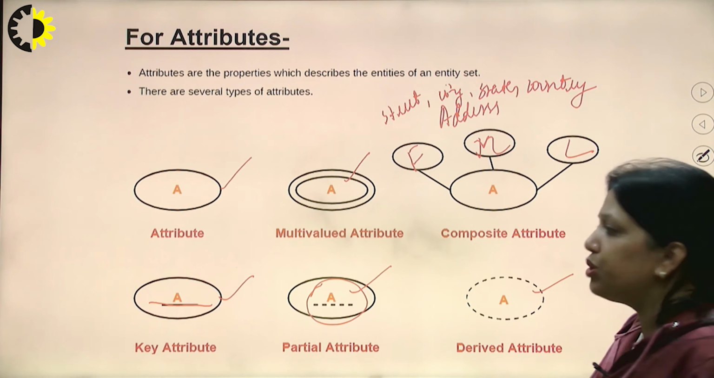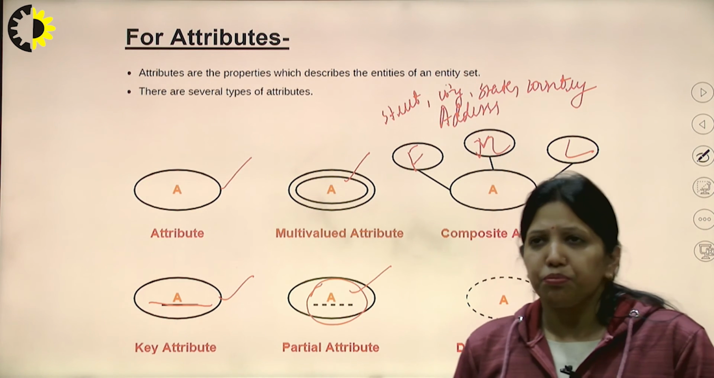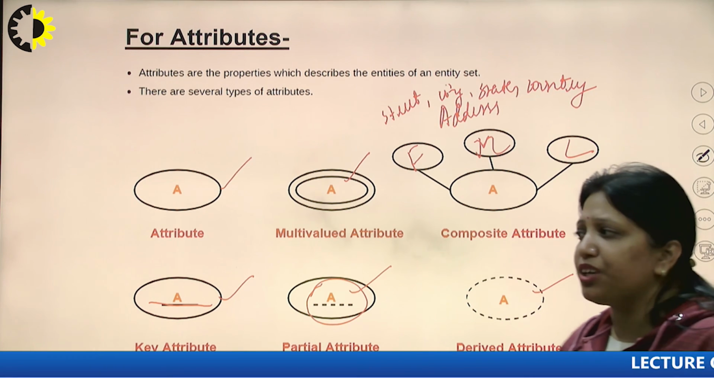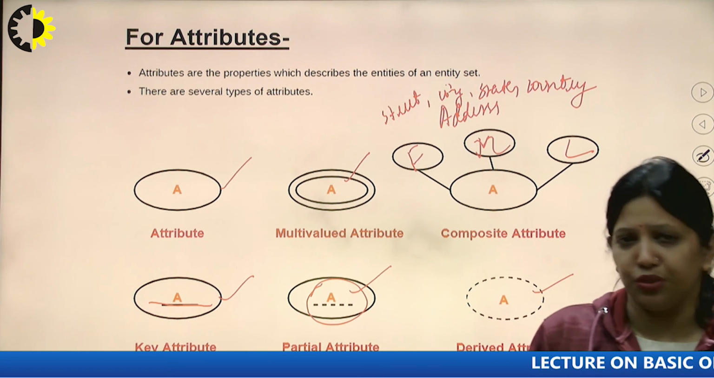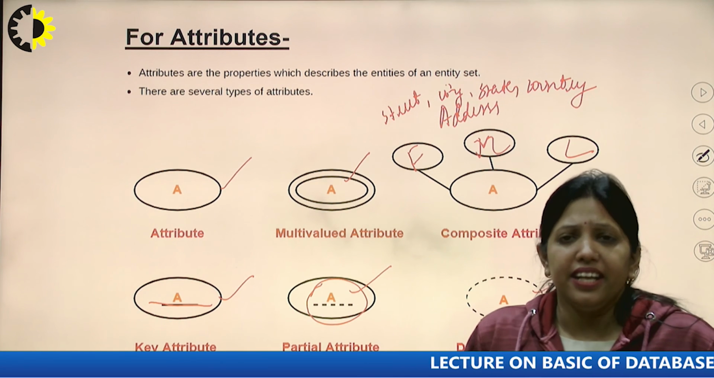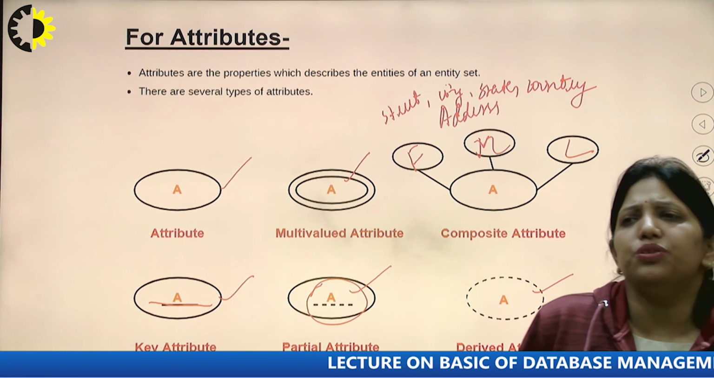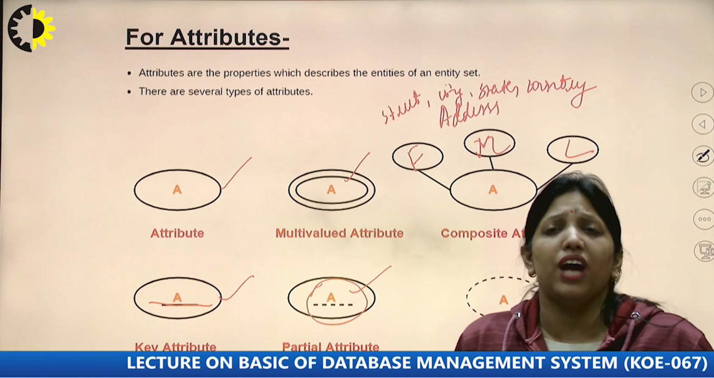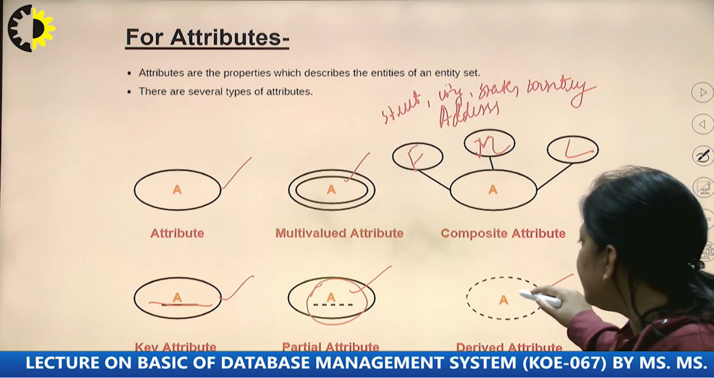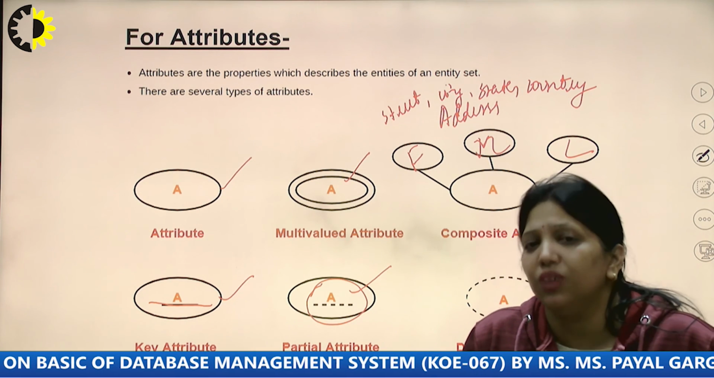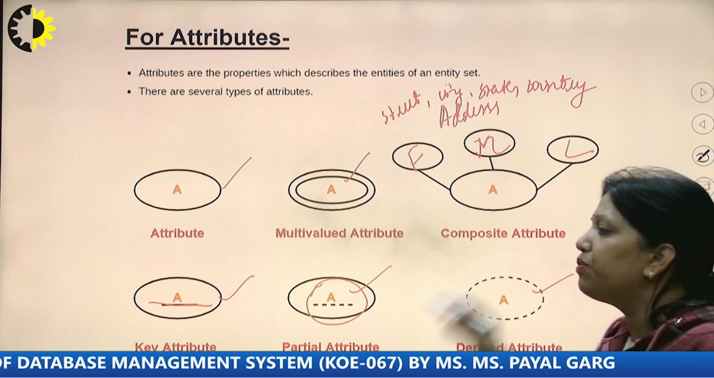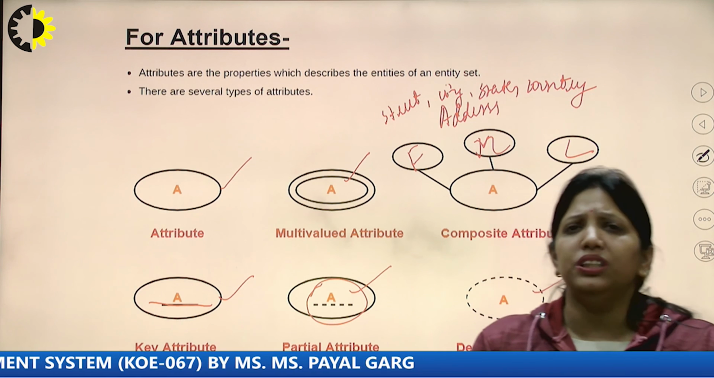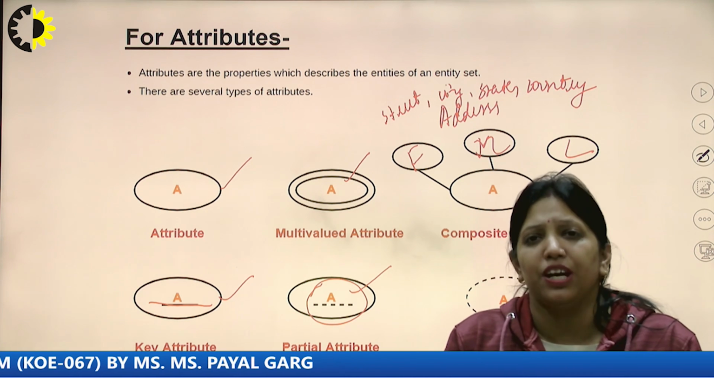Then we have derived attribute. A derived attribute is one whose values are derived from another attribute. This attribute is dependent on another attribute. For example, in an entity, the date of birth of a student is given to us, but the age of the student is not given to us. If we want the age of that particular student, then we can derive this age on the basis of the date of birth that is given to us, and we represent this attribute with the help of this dashed oval shape. So these are the different symbols used in the ER diagram for representing the different types of attributes.